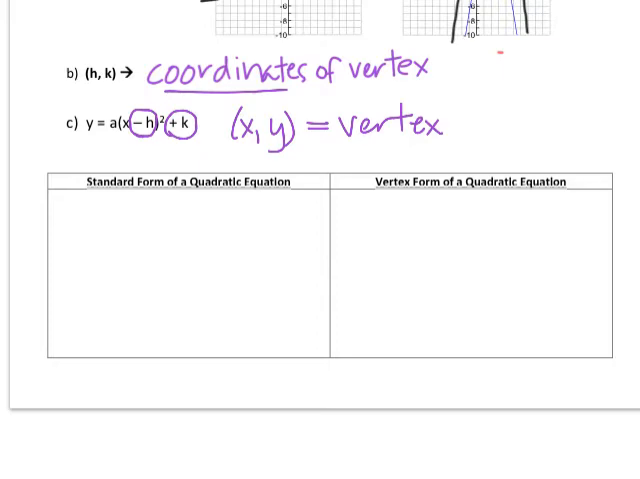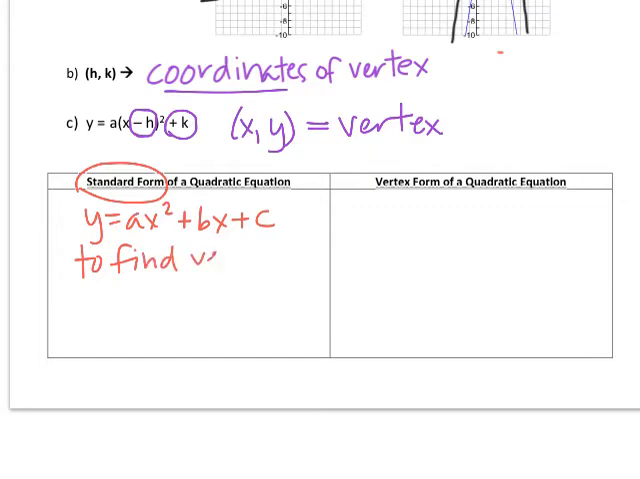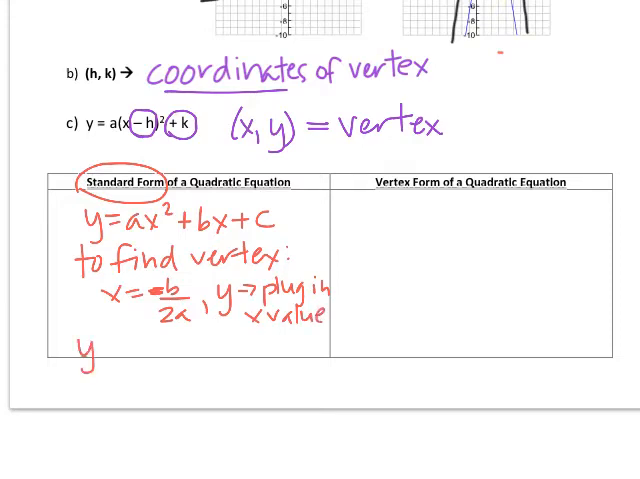Now, let's compare the two things. We had standard form before, which we've been working with. That's the one where we have a times x squared plus b times x plus c. And to find the vertex, we were using the opposite of b over 2a, so negative b over 2a. And then we would find our y by plugging in the x value. And then to get the y-intercept, remember the y-intercept was just 0 and the c value of the function.